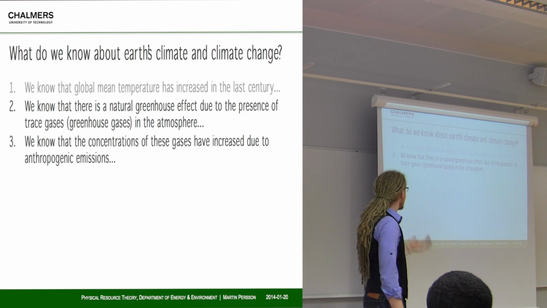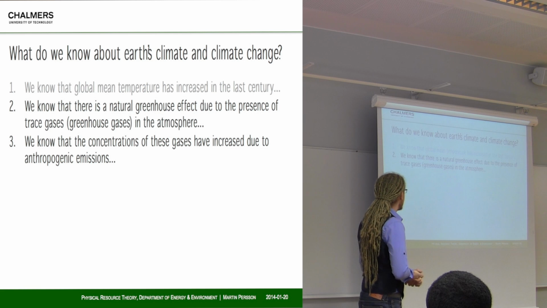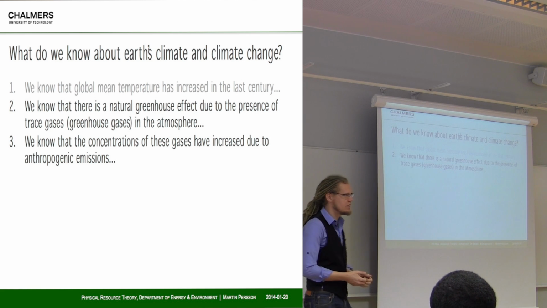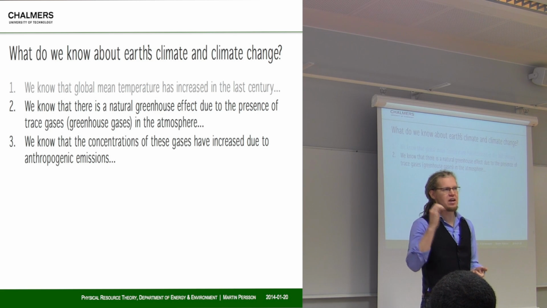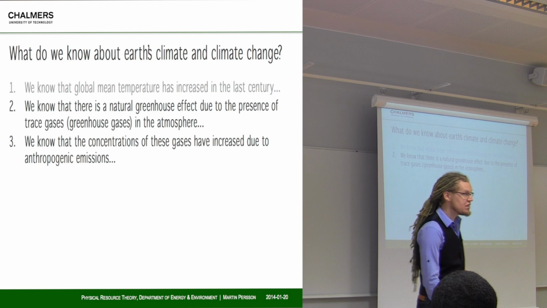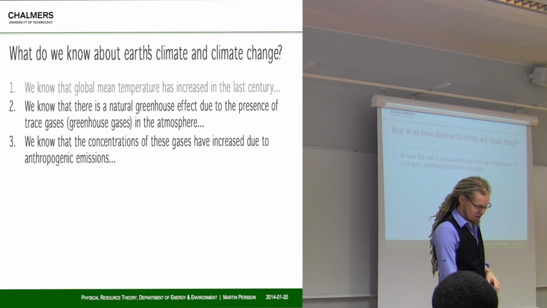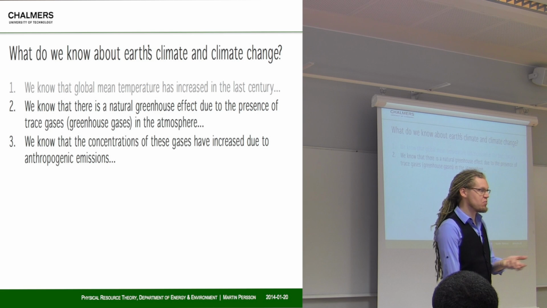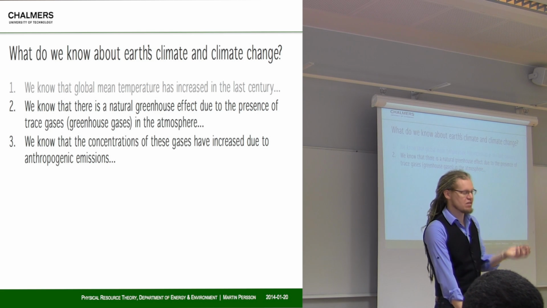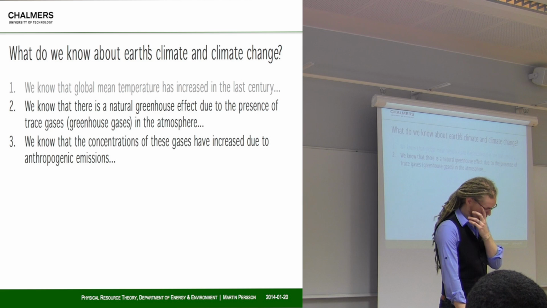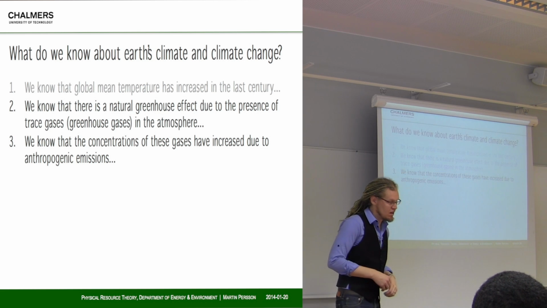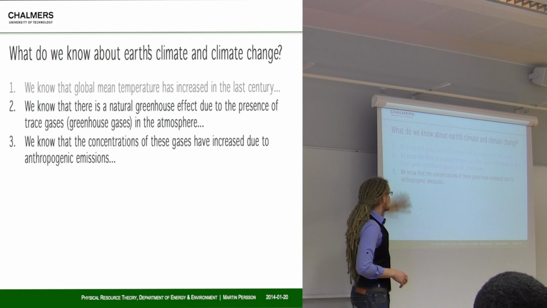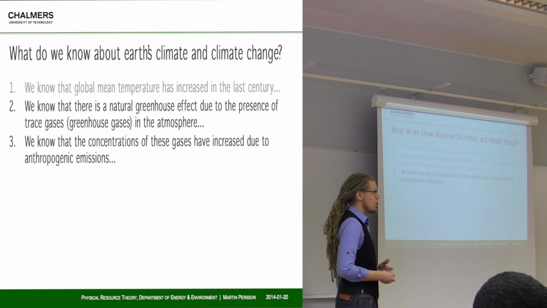One thing we also know is that there is a natural greenhouse effect due to the presence of trace gases, greenhouse gases, in the atmosphere. We'll spend the next couple of days looking into what explains this natural greenhouse effect. This is something scientists have known since the 17th century or so. So it's not something new. It's not something that is disputed. And then we know that the concentration of these gases has increased due to anthropogenic emissions.